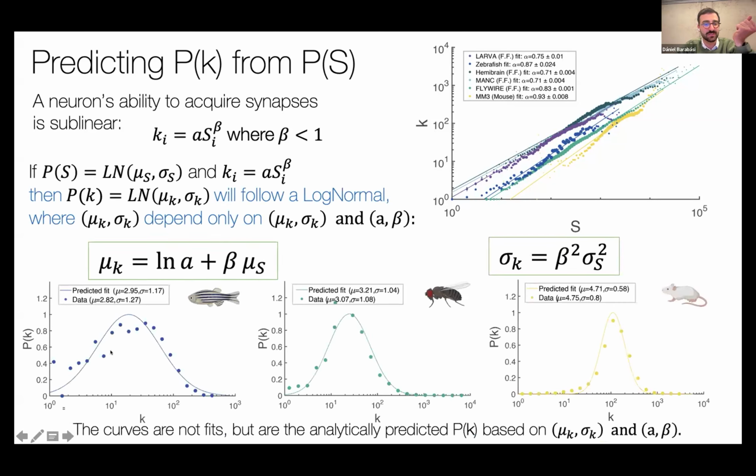And again, we can make these plots where we're saying, okay, these curves are not the fits, but the analytically predicted values of the degree distribution. Now, depending on, this should be the synapse values here, so mu s and sigma s. So the synapse values very, very nicely predict the degree values that you see here.